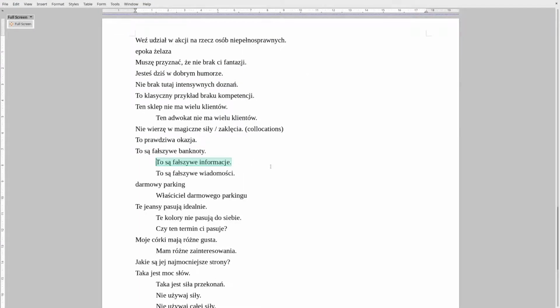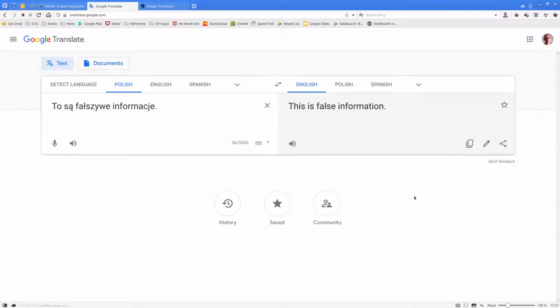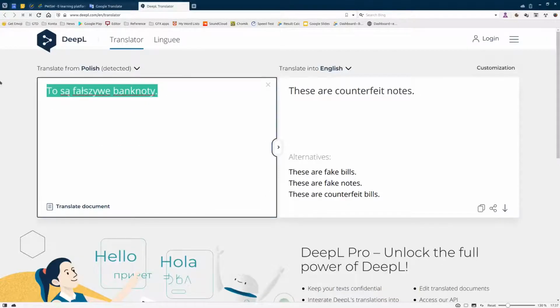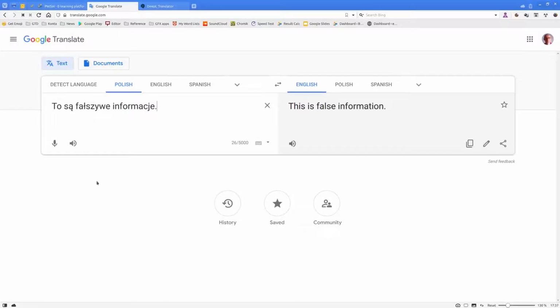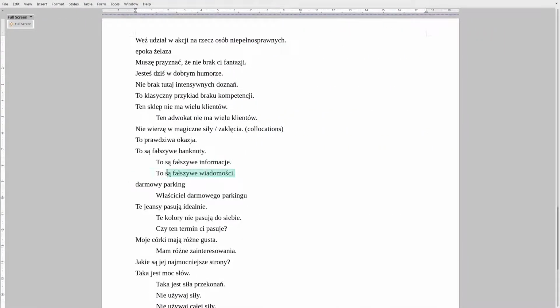Okay, so to są fałszywe informacje. This is false information. Of course, we have the singular because this is uncountable. Yes, so let's see what DeepL tells us. This is false information. Unless by informacje we mean news, because that's also how informacje can be translated. Najnowsze informacje, the latest news. So let's try wiadomości.